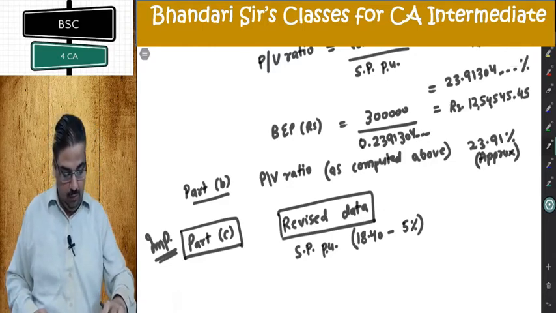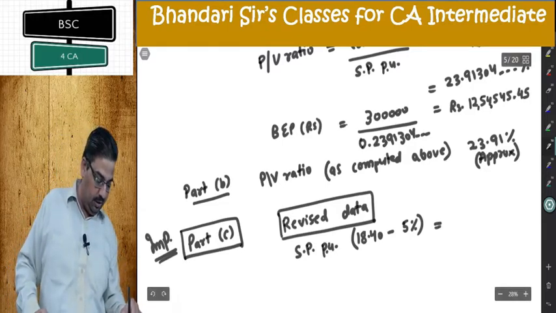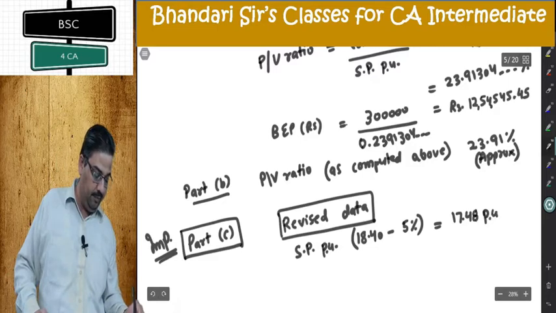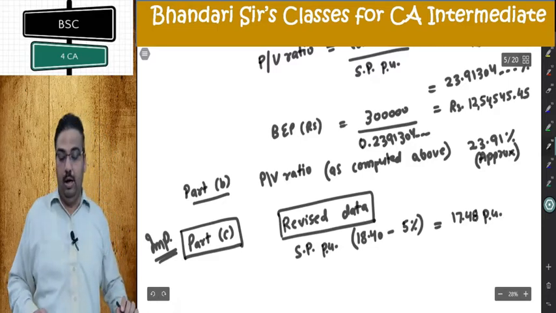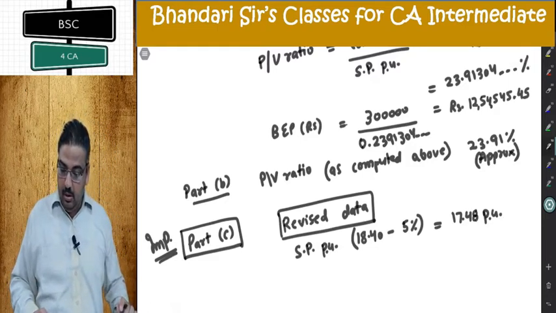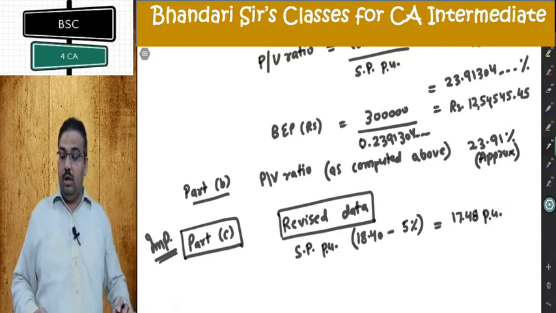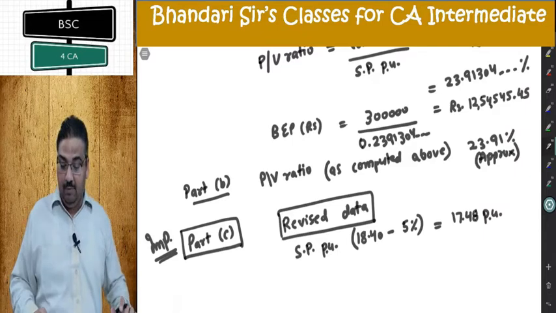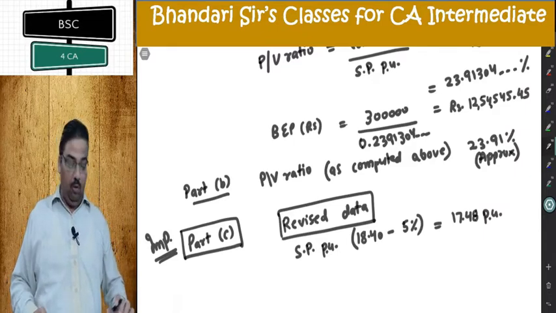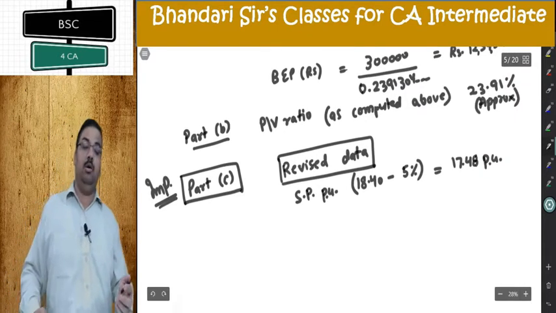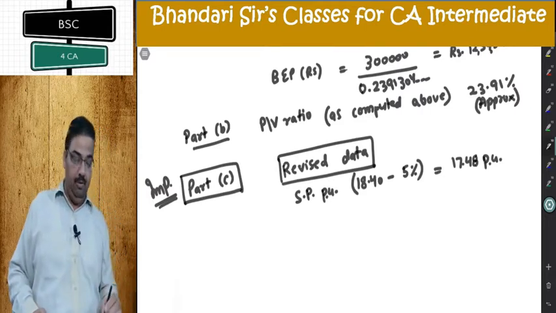So 18.40 reduced by 5% becomes 17.48 per unit. If it reduces selling price by 5%, how does revised selling price affect break-even point and profit volume ratio? I want to see the effect on break-even point and PV ratio.